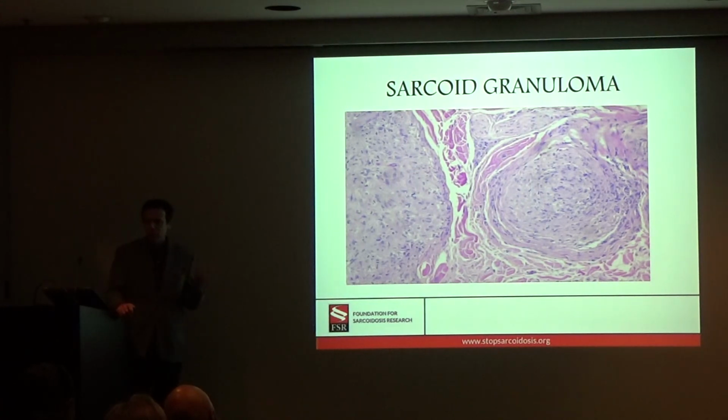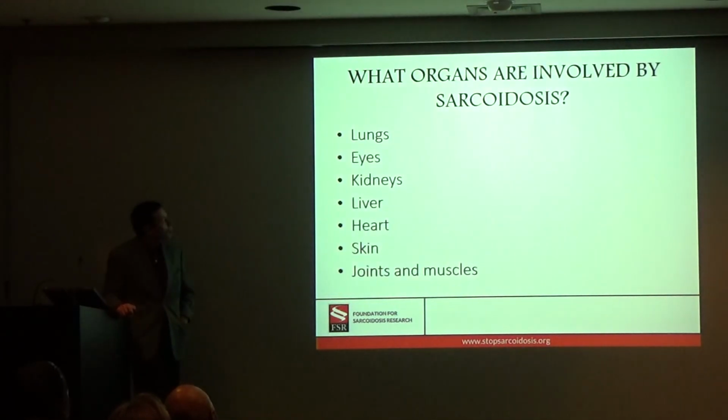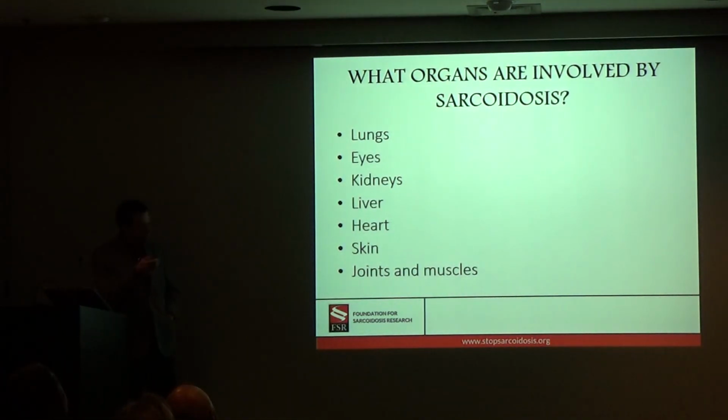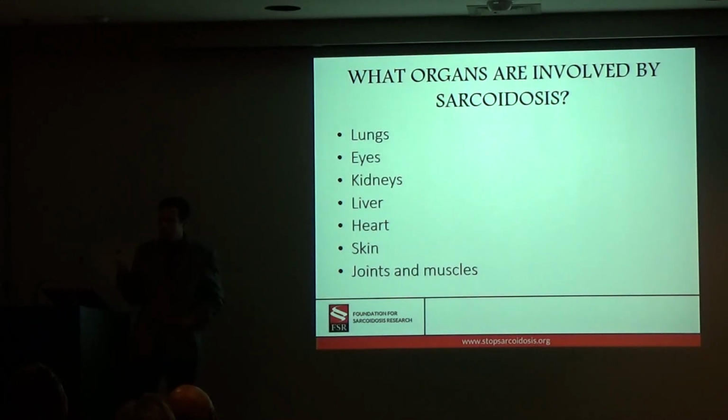So you can imagine how people have, for example, headaches and confusion if it's in the brain, or shortness of breath if it's in the lung, or basically whatever organ they go to sit in, they affect the function and how that organ works. So they can go into many of these organs, as you already heard: lungs, eyes, kidneys, liver, heart, skin, joints, muscles, and others.